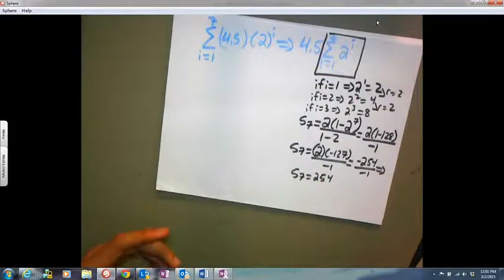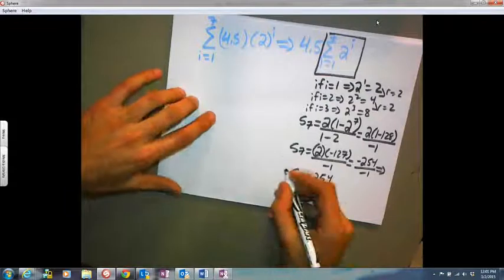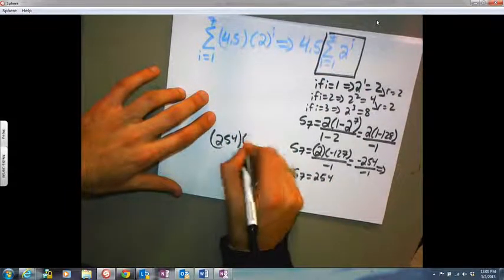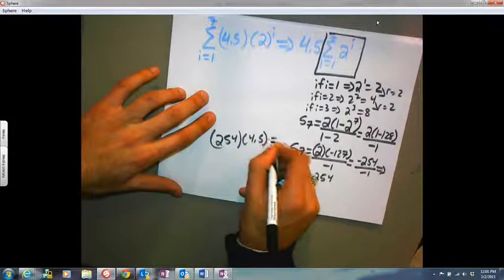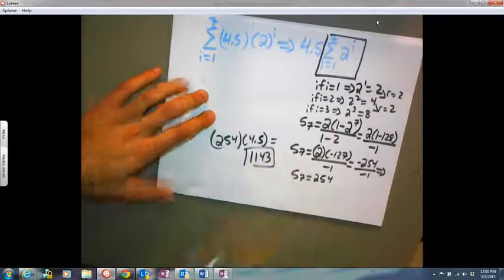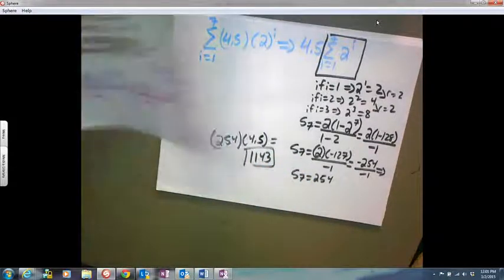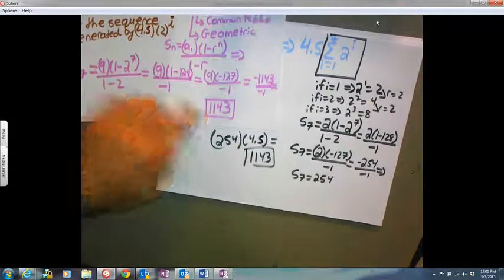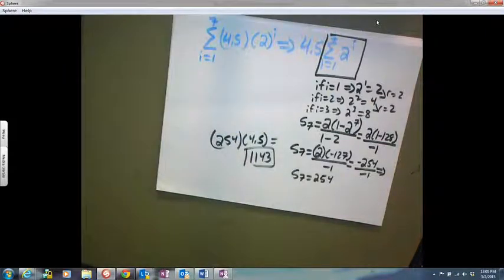So you do 254 times 4.5, and you get 1143, which I should point out is the same thing we got here. One way is not any better than the other, just two different ways of attacking the same problem. Let me pause here and see if there are any questions on that before I go forward.